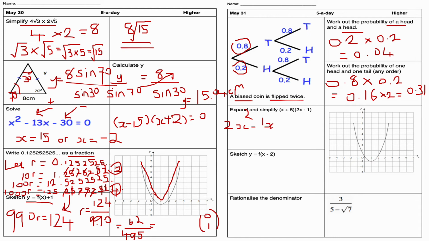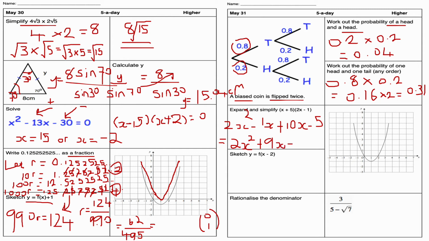5 times 2x is positive 10x, and positive 5 times negative 1 is negative 5, guys. So that's expanding the double bracket. The second part is to simplify, so collecting like terms: 2x squared plus 9x, because minus 1x, or minus x, plus 10x is plus 9x, subtract the 5.